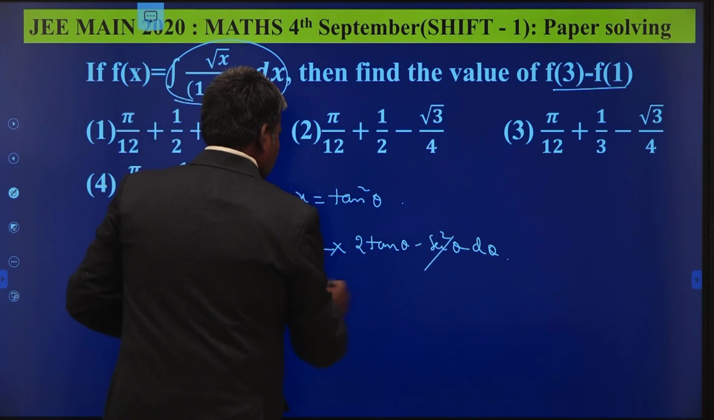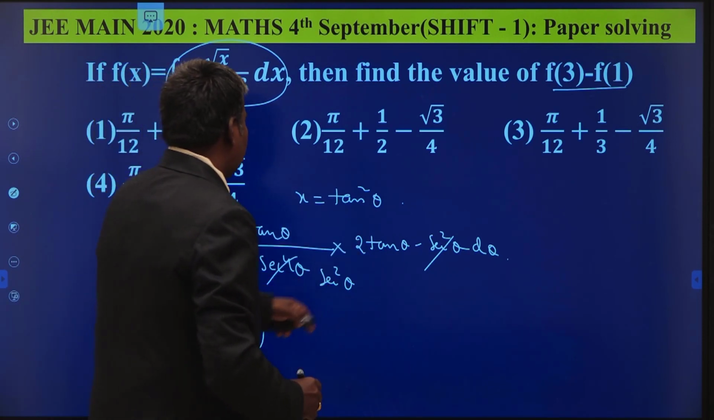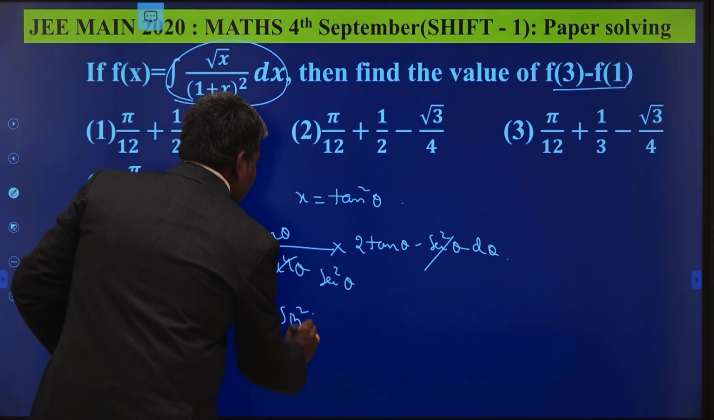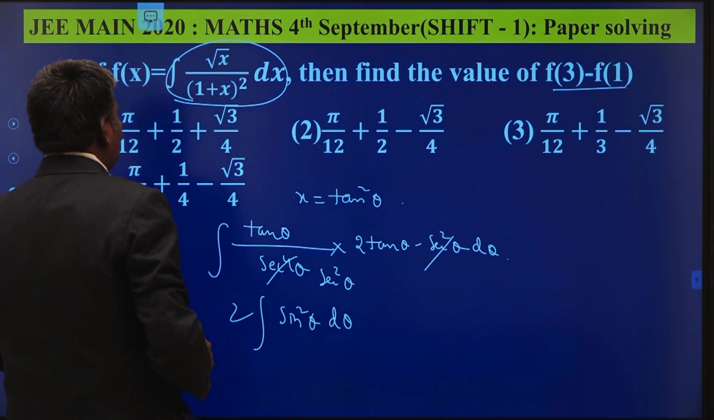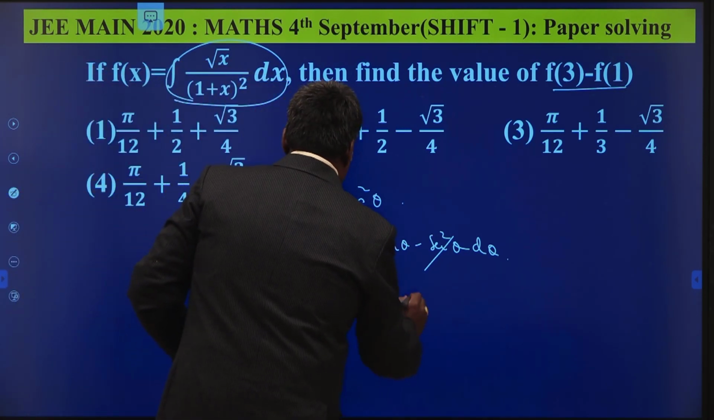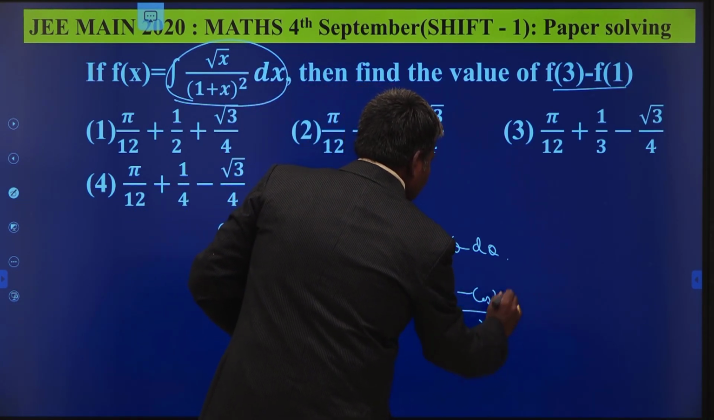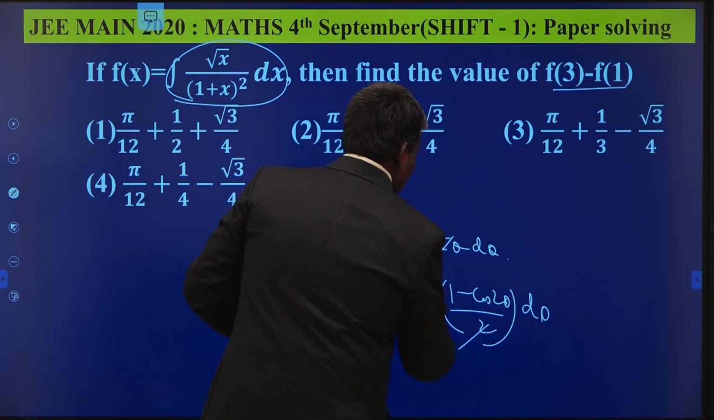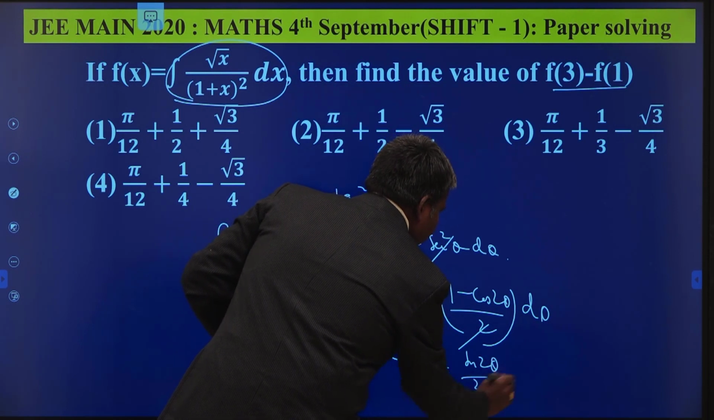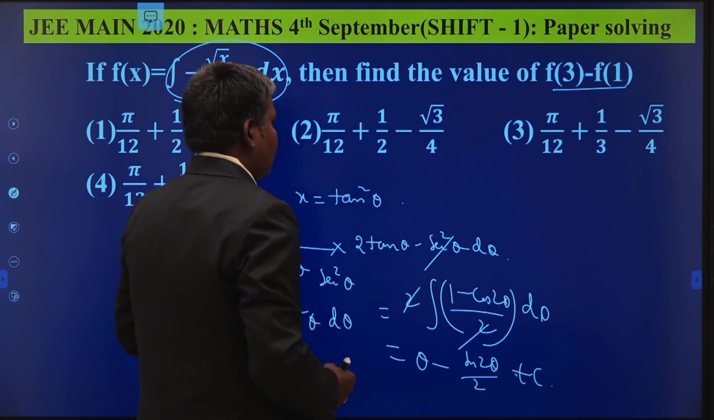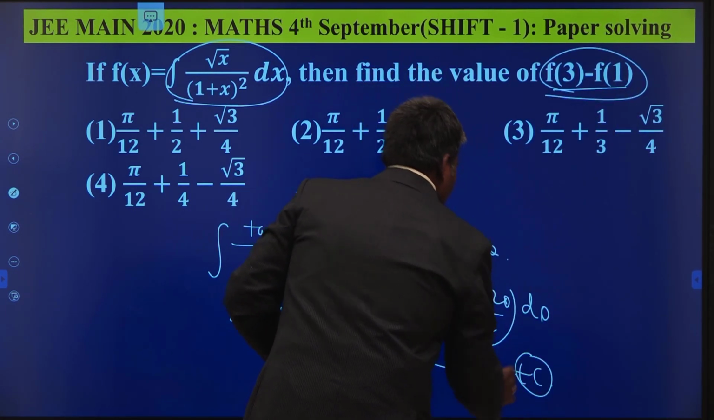So secant square theta cancels out, secant square theta times 2 coming outside, tan square theta by secant square theta, that is sin square theta d theta. 2 times integral sin square theta d theta we have to find out. 2 times integral of sin square theta, that is 1 minus cos 2 theta by 2, d theta. So 2 gets cancelled. The integration is theta minus sin 2 theta by 2 plus c. For a definite integral, you have to find f of 3 minus f of 1. No need to write plus c.